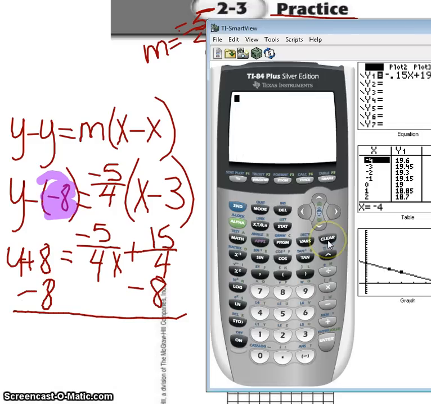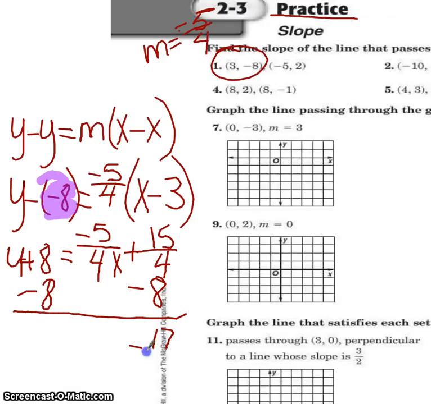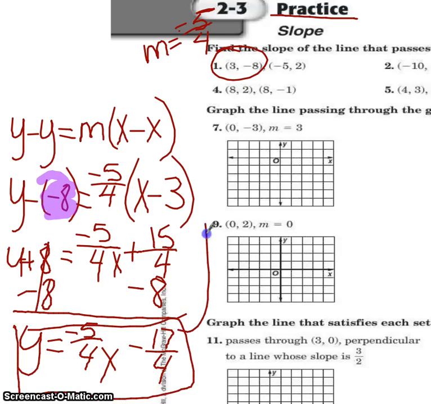So when I pull my calculator back up, I'm going to hit again 15 divided by 4 minus 8. Enter, and then I want math, enter. And I'll convert it for you. So you'll see now that I have negative 17/4. So I have y equals negative 5/4 x minus 17/4. So that's my equation. So remember, I'm looking for the equation and my slope.